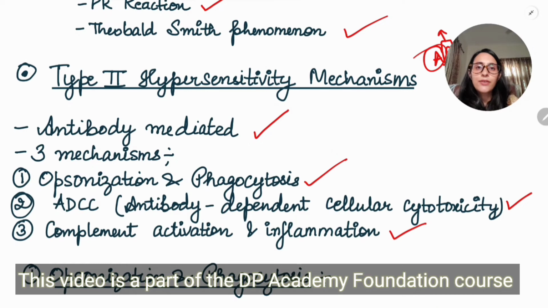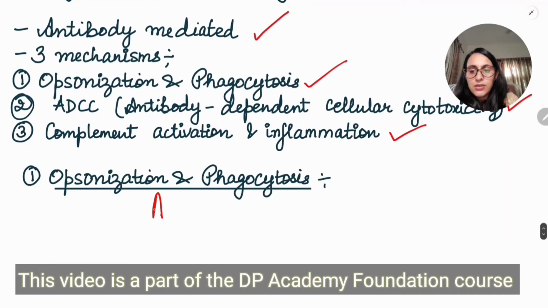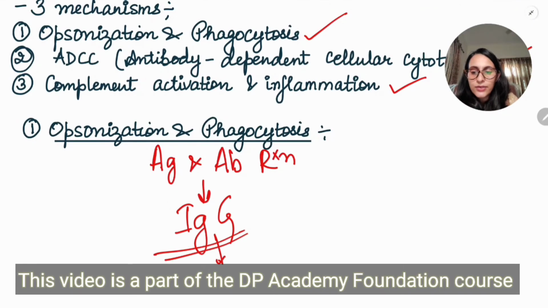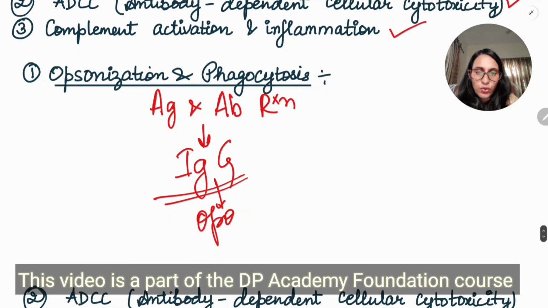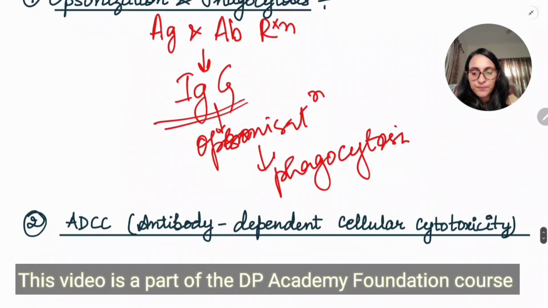And the third one is complement activation and inflammation. So let's talk about all these three first. Three mechanisms of type 2 hypersensitivity. The first mechanism is, if the antigen comes, it binds to the antibody, and there is an antigen-antibody reaction. Then to this reaction, immunoglobulin G comes and binds to it, and then it is going to cause opsonization. It is coated, and then it is engulfed, which is phagocytosis. So this is the first mechanism of type 2 hypersensitivity.